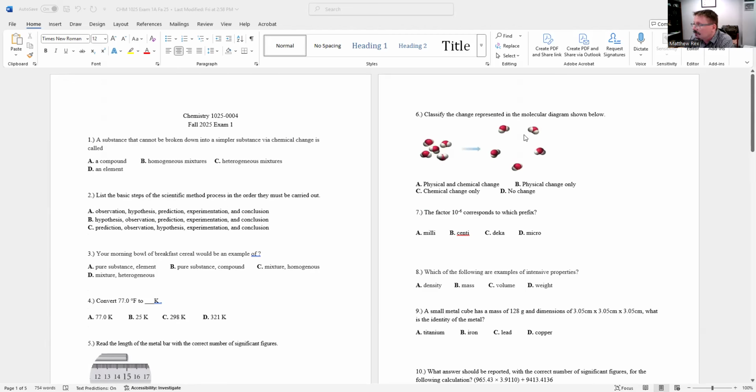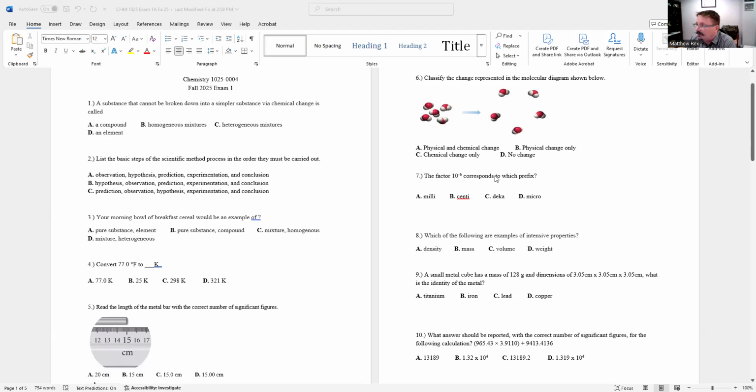Classify the change represented in the molecular diagram shown below. You can see, even on your form, you're going to have some white balls, maybe some gray balls instead of red, or spheres. And you can see they're all the same on the left-hand side and the right-hand side. So chemically, there's no change. The elements that are present, what they're bonded to, how they're bonded, is identical from the left to the right-hand side. What you will notice is they're very close to each other on the left-hand side and very far apart on the right-hand side. So what we're probably seeing here is a liquid going to a gas, or maybe a solid going to a gas. So evaporation or sublimation, that would be a physical change, but not a chemical change. Chemically, it's the same. So this would be B, physical change only.